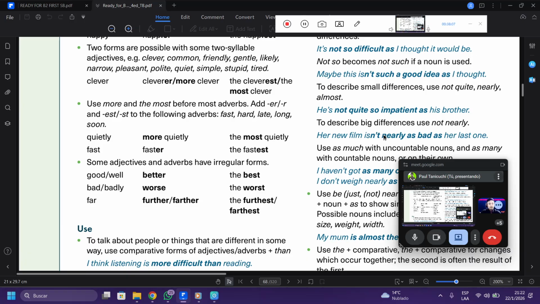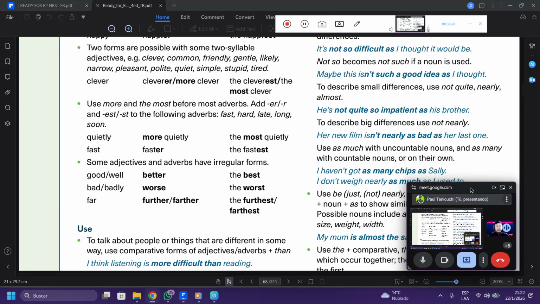Maybe I could say this museum is not quite so close to the park as it shows us in the Google Maps. Yes, it works, because we're comparing in both situations. Nice. Who else? Who's next?